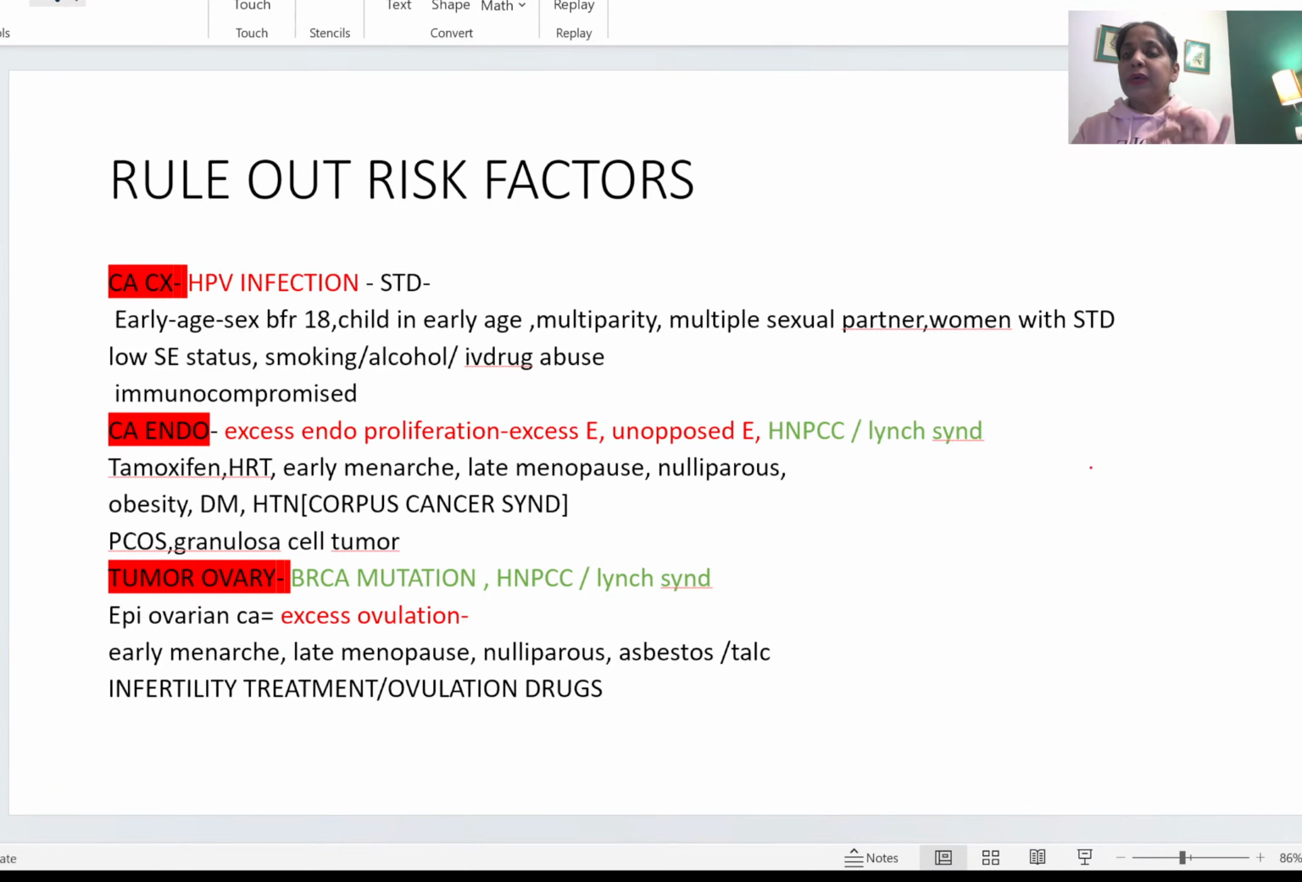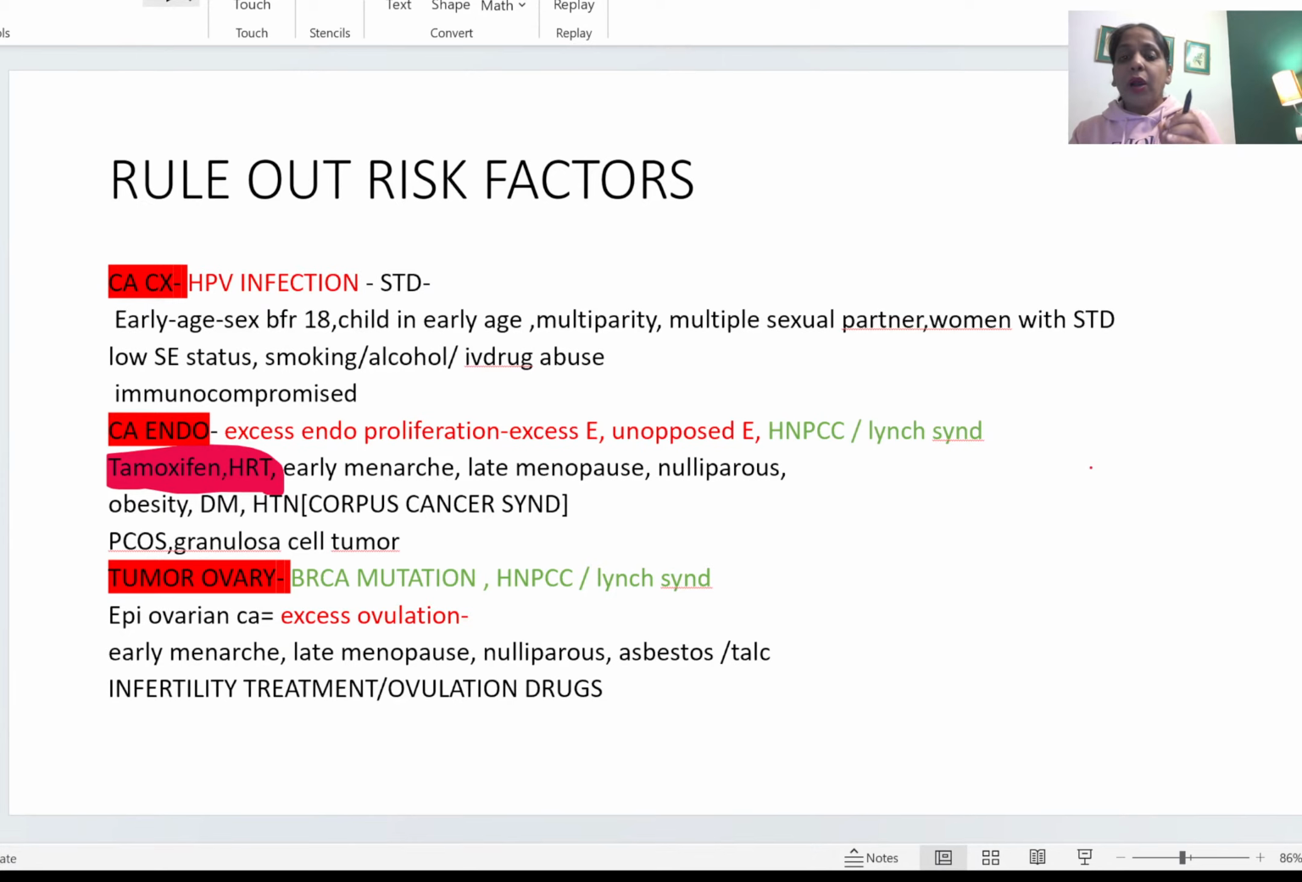This has been asked in FMG June 22. A patient who was taking tamoxifen has vaginal bleeding. What is the diagnosis? Endometrial cancer. Again, a patient who is taking HRT. HRT is nothing but estrogen. Out of this, the most important risk factors are tamoxifen and HRT. The others help to rule out.